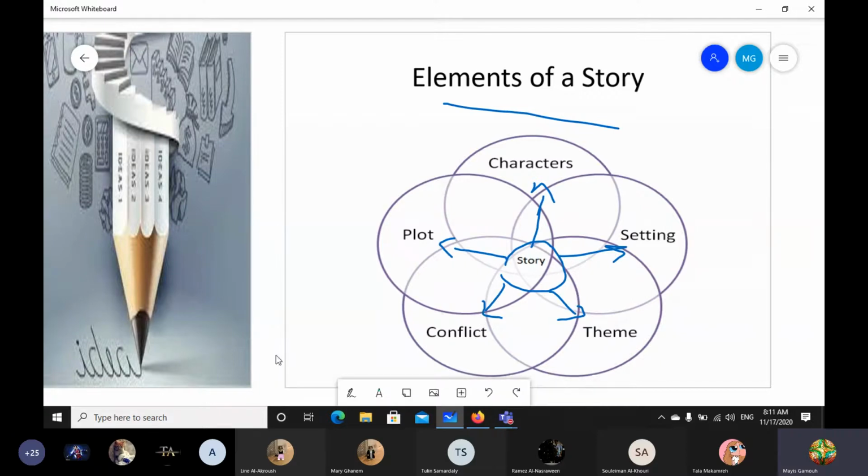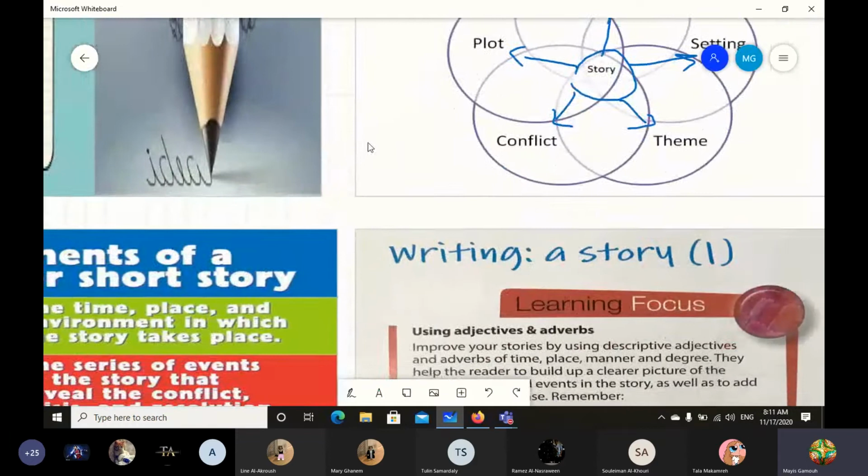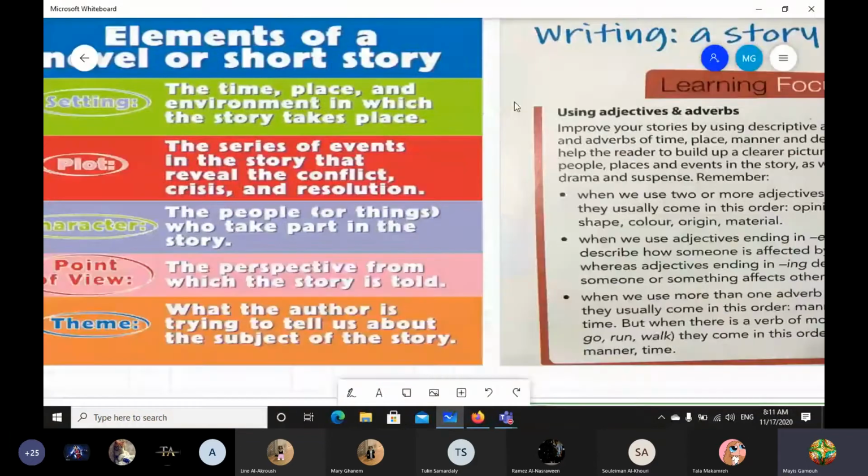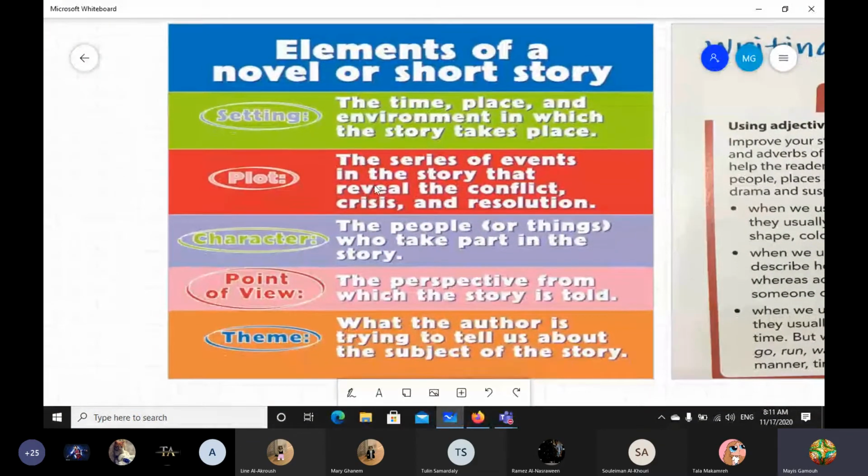Let's be introduced to every aspect or every element of them. Look here with me. All right, let's pick a pen. Elements of a novel or a short story. So they have the same aspects, they have the same elements.